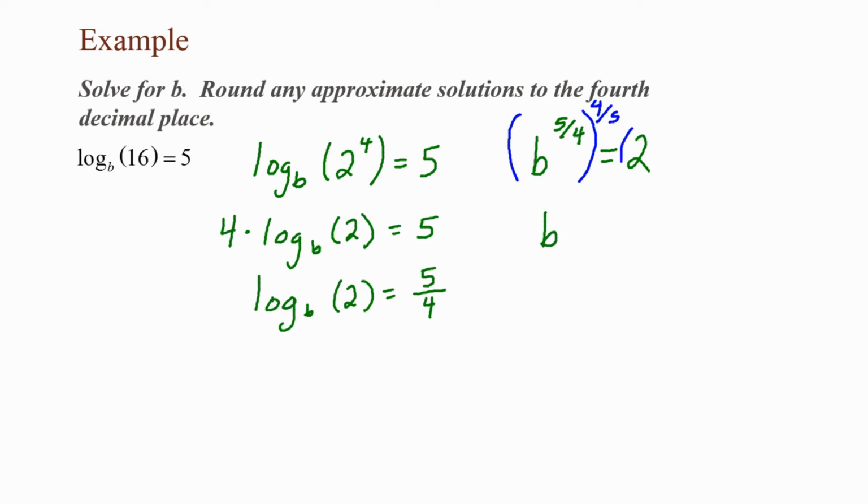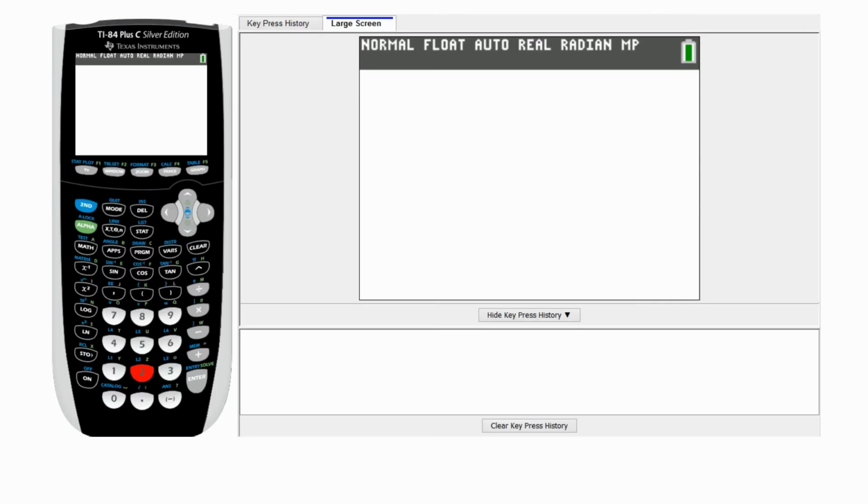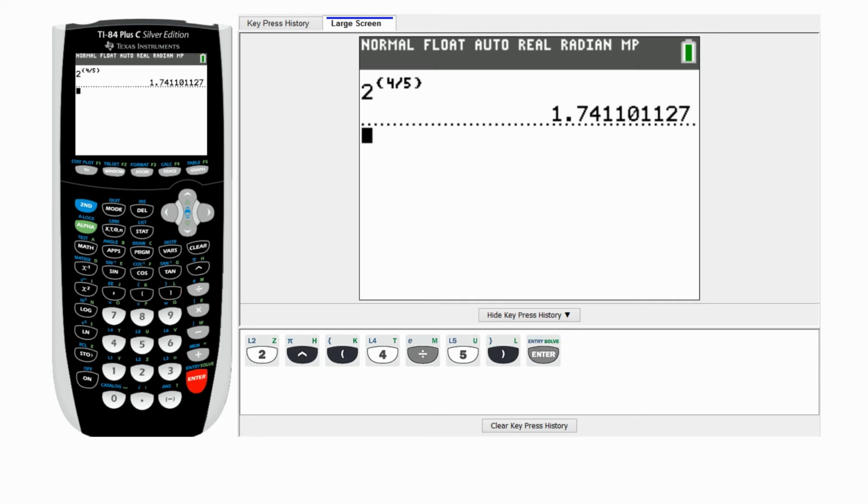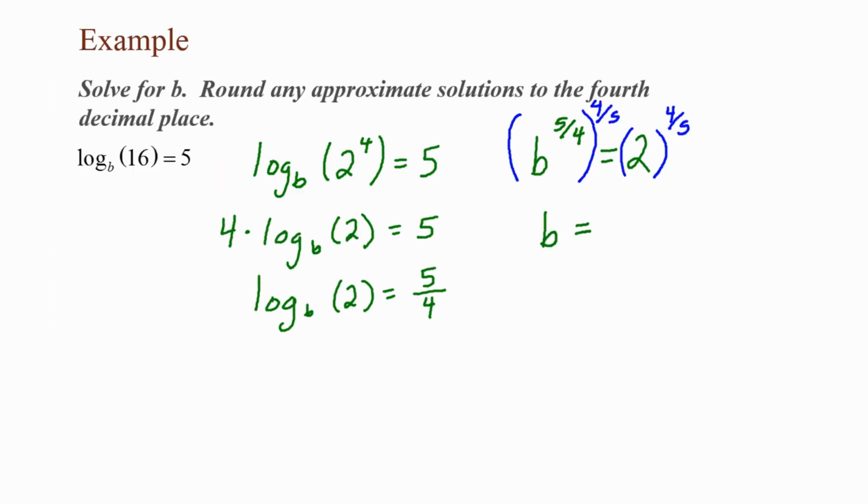What I do to one side, I have to do to the other, so I have to find 2 to the 4/5 power. Calculating 2 exponent, parenthesis, 4 divided by 5, close parenthesis, gives us 1.7411011127. And we want to round this to 4 decimal places. So b equals 1.7411.